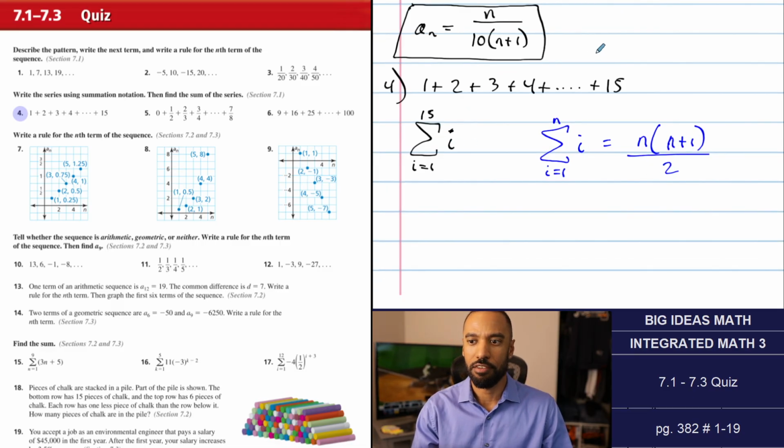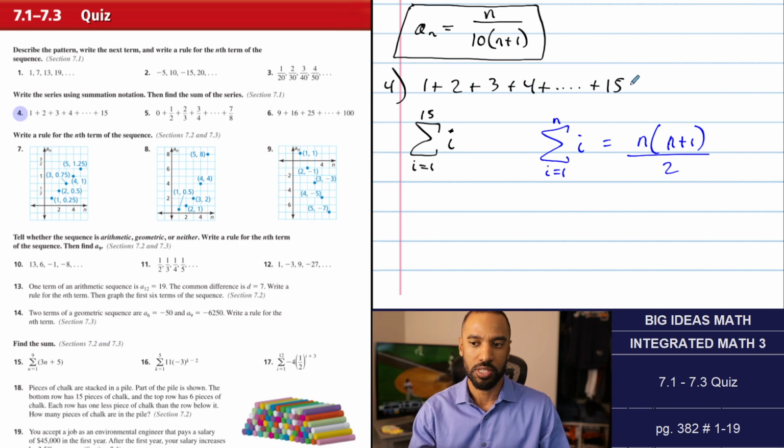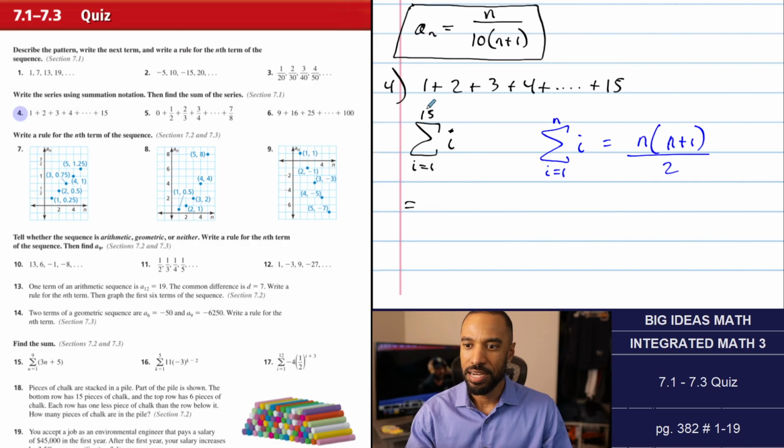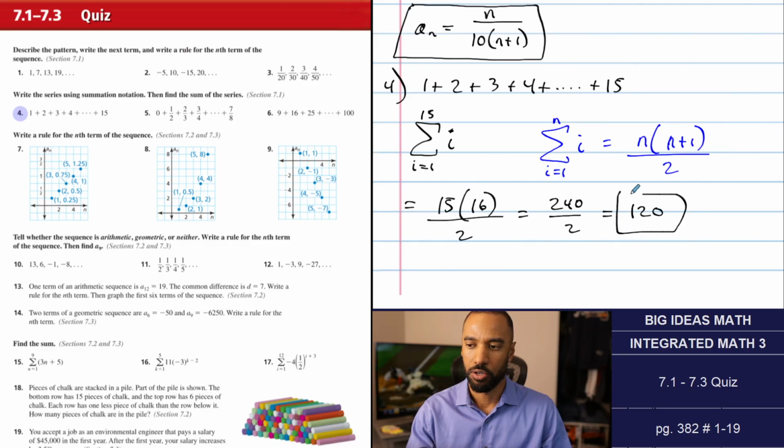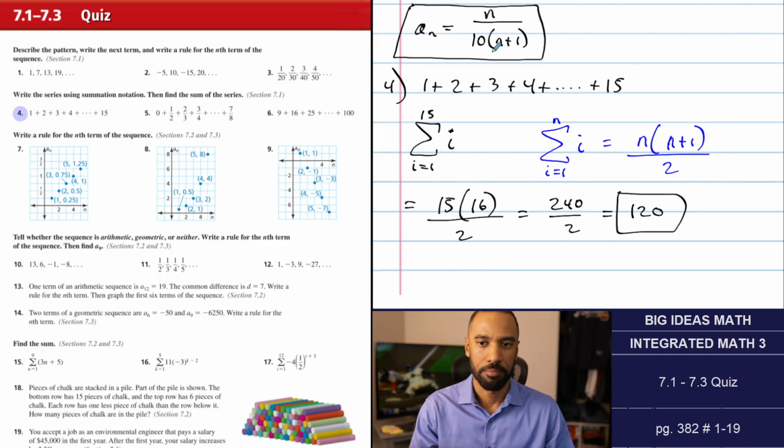So in this way, they say find the sum. Instead of literally doing those things added together, we're going to be getting here, n is 15 in this case. So 15 times, and then 15 plus 1 is 16, divided by 2. 15 times 16 is 240, and 240 divided by 2 is 120. Okay, so that's what we get.